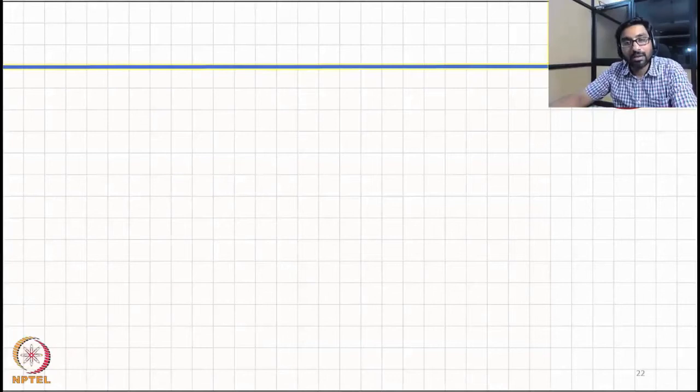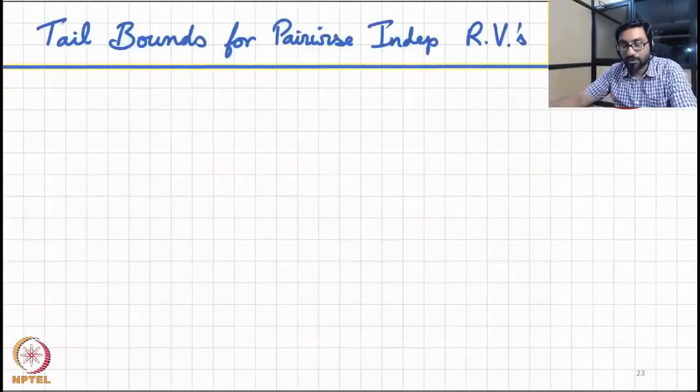So in this current segment, we're going to talk about how we can take advantage of these pairwise independent random bits. The first thing that we're going to look into is whether the tail bounds that we have studied so far make any sense when we consider pairwise independent random bits. So let's look into that a little bit more carefully.